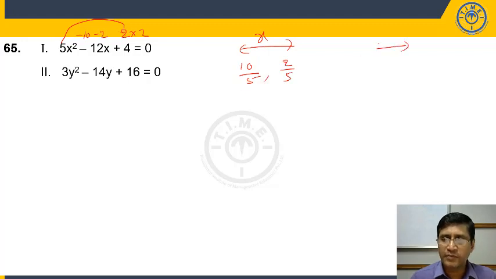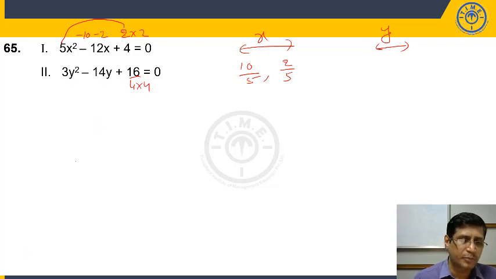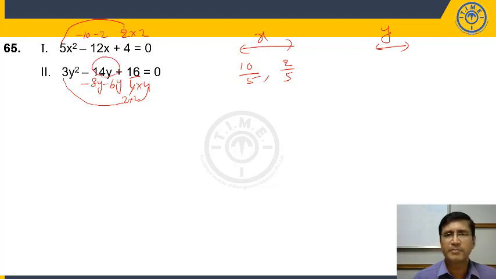And what about the factors for the second quadratic equation? Here I am expressing it as 4 into 4. So 4 into 4 means it is not possible to get the middle term. So what I am doing here, again I am expressing it as 2 into 2. 2 into 3 is 6 and 2 into 4 is 8. So minus 8y minus 6y will give the middle term 14.